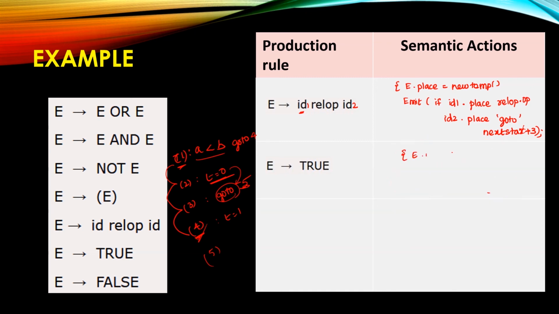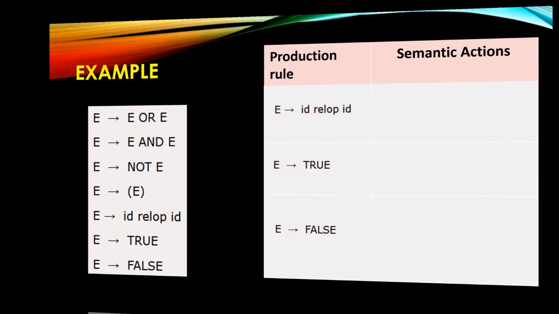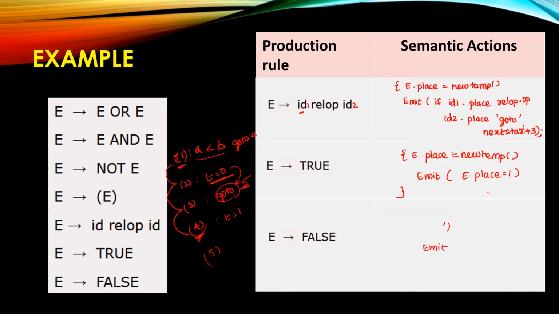Next, for E gives true, simply put e.place equal to newtemp, then emit e.place. True means 1, so in e.place you have to store 1. That's all. If E equals false, it is the same thing: instead of e.place equal to 1, you write e.place equal to 0. So this is how a semantic action for a Boolean expression has to be written.